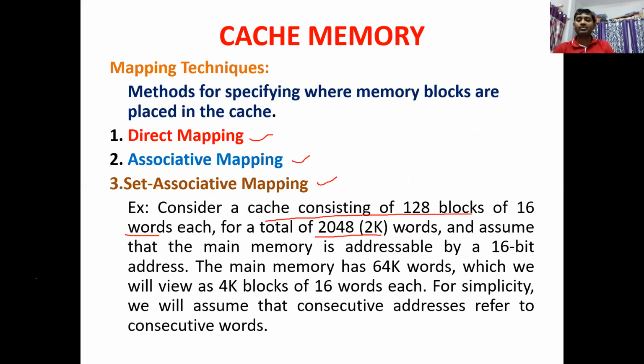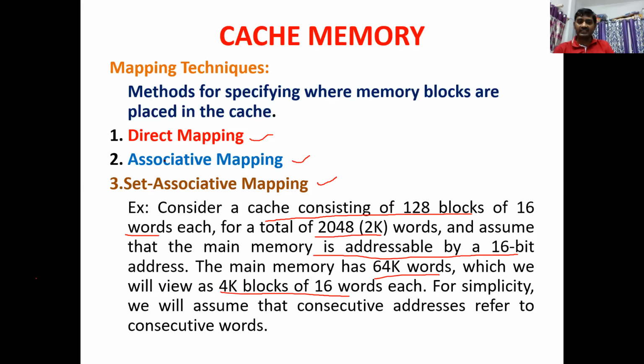1k is equal to 1024, and assume that the main memory, that is the RAM, is addressable by a 16-bit address. The main memory has 64k words. Here the cache is only 2k, whereas the RAM main memory is 64k, which will be 4k blocks of 16 words each. For simplicity, we'll assume this, and the consecutive addresses refer to consecutive words.